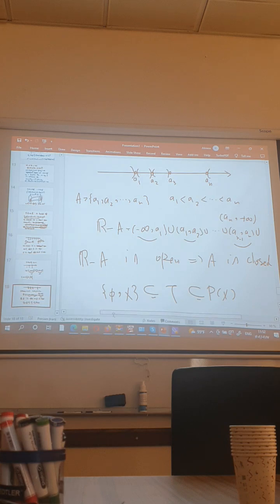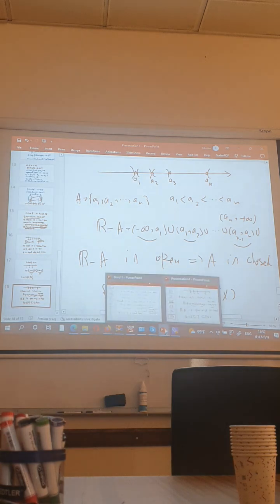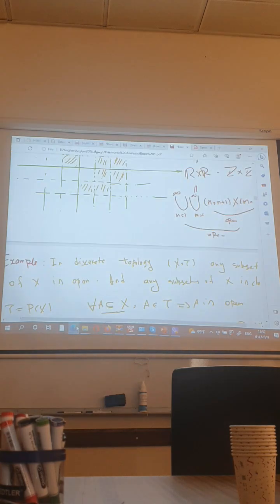Now, if we consider discrete topology, the base is P of X. In discrete topology, any subset is open, because any subset of X belongs to P of X. So any subset is open. So any subset must be closed. Really? Any subset must be closed.